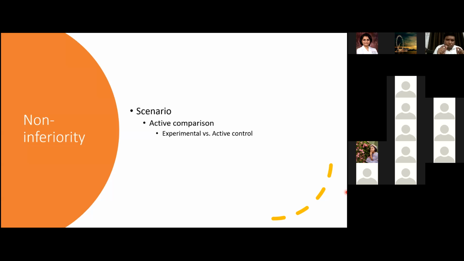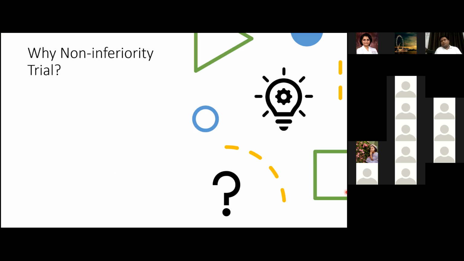So if we take the scenario for a non-inferiority study, it's always experimental against the active control. Okay, it's like two active therapies are compared against each other. Why a non-inferiority trial? In the introduction parts, Tamam has already explained. I'll just repeat them again.